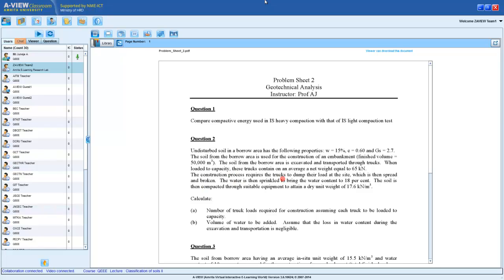The whole construction process requires that the water content should be topped up to 18%, so from 15% there is an increase to 18%. And the final dry unit weight, which is important, is 17.6 kilonewton per meter cube. These are the values given in the first paragraph. We are not going to worry too much about all this, but let's look at the first one, A. It says calculate the number of truckloads, so the number of trucks required.